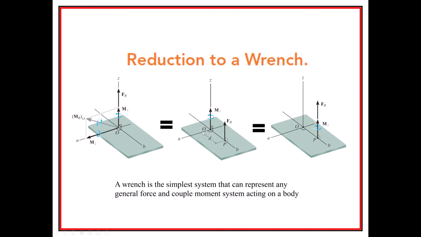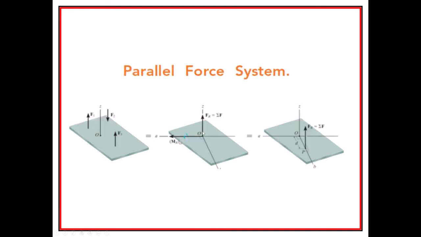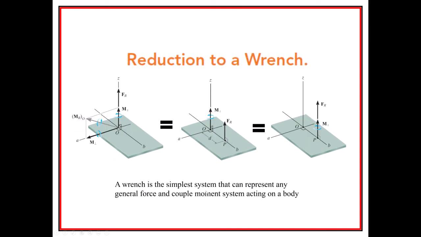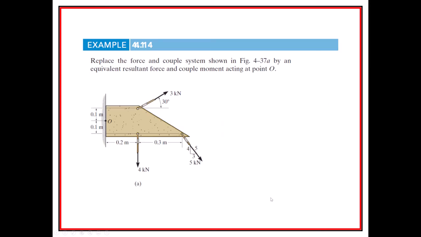So these are all those same things, and they're a little blurrier than they should be right here. But a wrench is the simplest system that could represent any general force and couple system. But we're going to do that in the next class. So it wasn't necessarily something that we had to do right here.